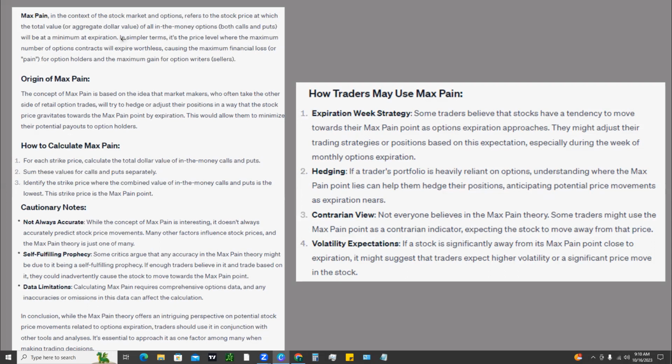Now, how traders may use the max pain. Some traders believe that stocks have a tendency to move towards their max pain point as options expiration approaches. They might adjust their trading strategies or positions based on this expectation, especially during the week of monthly options expiration. Now, they can also use it for hedging. So if a trader's portfolio is heavily reliant on options, understanding where the max pain point lies can help them hedge their positions, anticipating potential price movements as expiration nears.